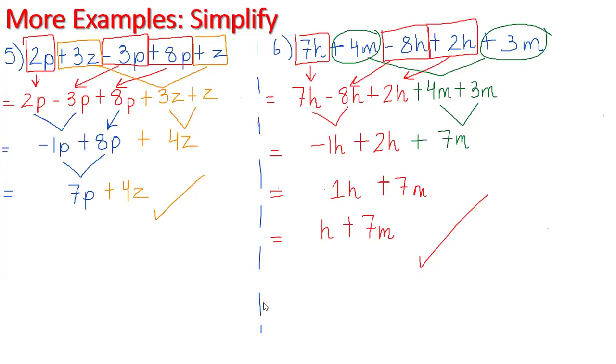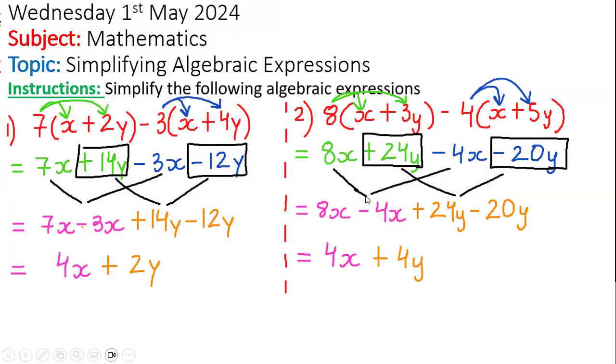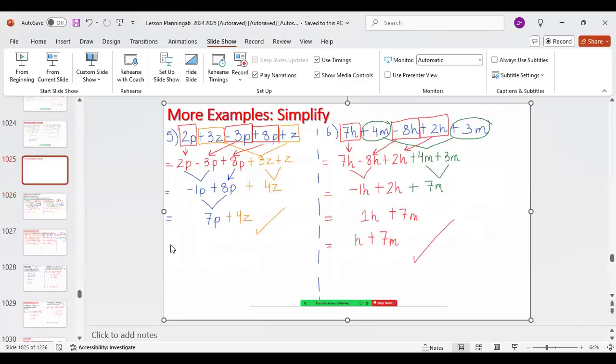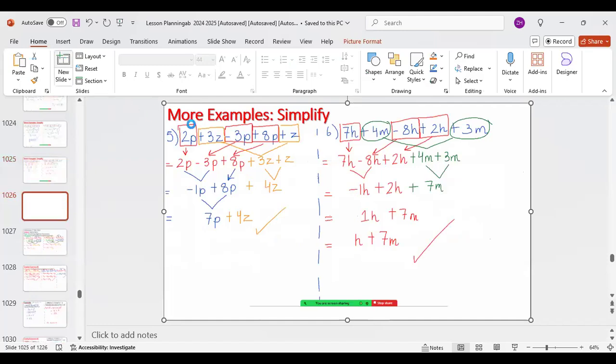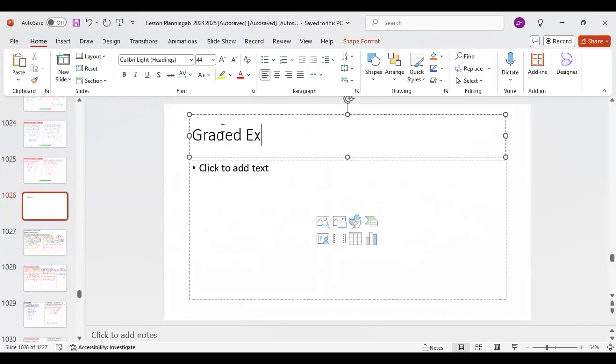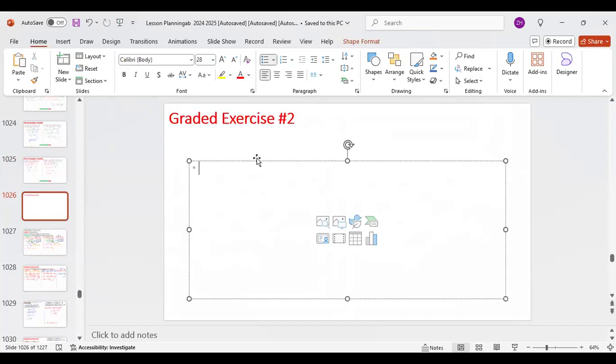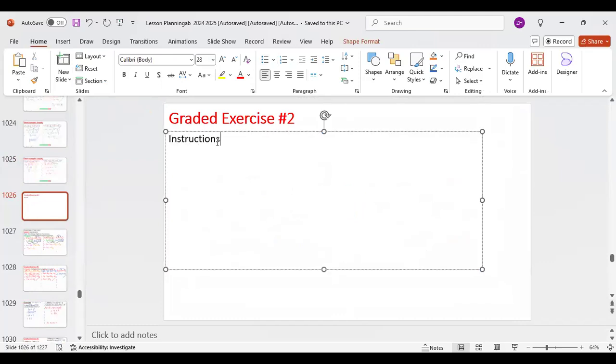So we have... Okay, good, perfect. So let's go ahead and do a grid exercise on this. Grid exercise. Number one. Well, that's number two, right? Yes, sir. Okay. The instructions are simply to simplify. So you want to simplify the following algebraic expressions.